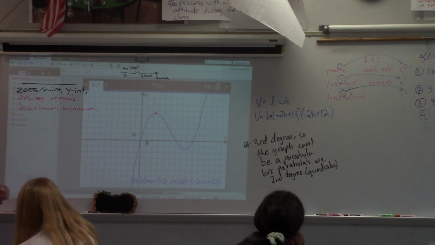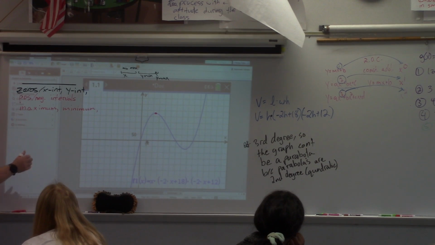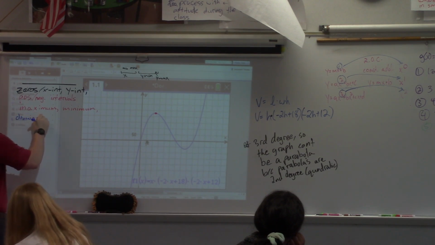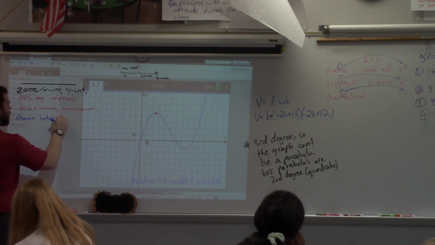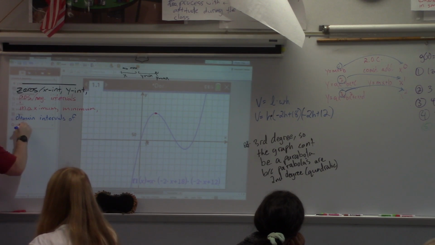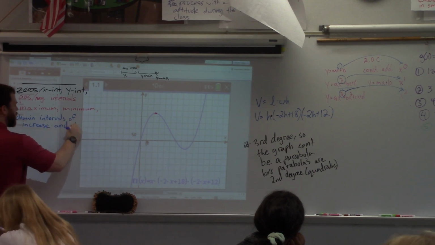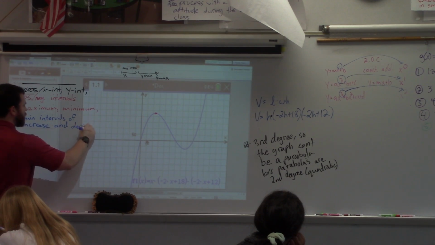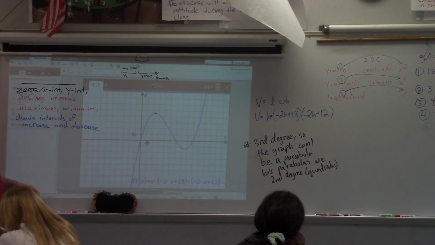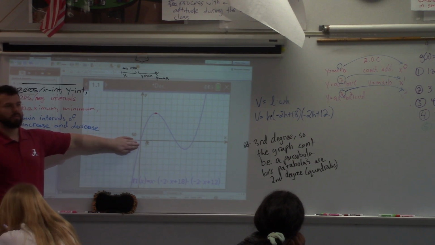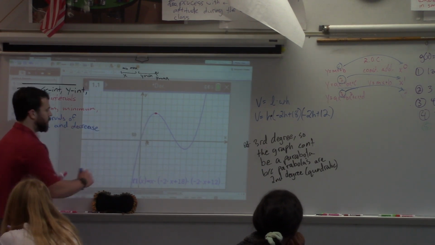There are some other features we're going to learn about soon, but one of the other features that we have already talked about is where the function, so they're called domain intervals, of increase and decrease. So look at the graph. When I move from left to right, what does the function start doing? It's increasing. Tell me when it stops increasing.